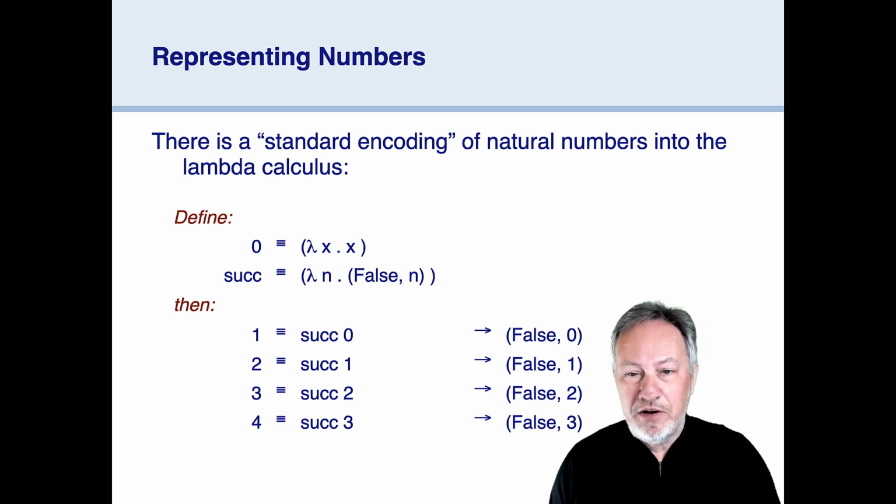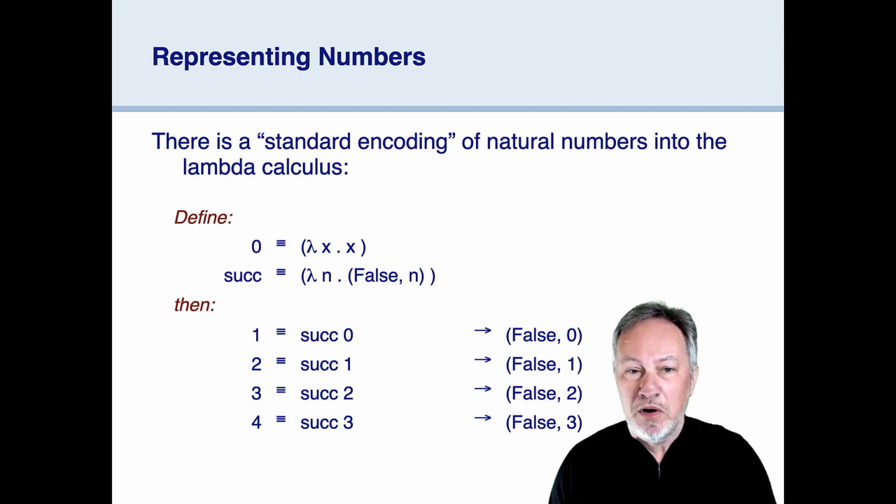There's a standard encoding of natural numbers into the lambda calculus. I say standard encoding because in fact there are many different ways of representing numbers in the lambda calculus. This is one of the simplest, however. That means that everything that we're going to model will be represented as a lambda expression. Expressions will look a little bit weird, but we'll see that they behave exactly the way we expect.